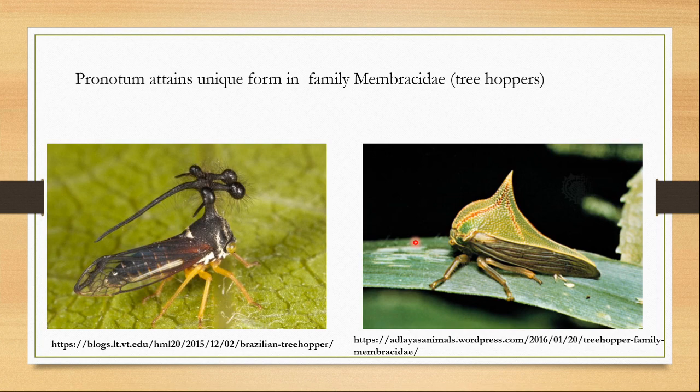Okay. Here is the pronotum of family Membracidae. I am just showing you two examples here, and these are also known as the treehoppers. You see how unique their prothorax is, and their pronotum, the dorsal tergum of the prothorax, makes these unique structures. Okay, so this is the characteristic of family Membracidae. No other family makes these kinds of structures.